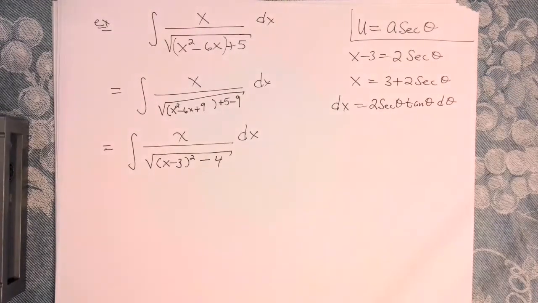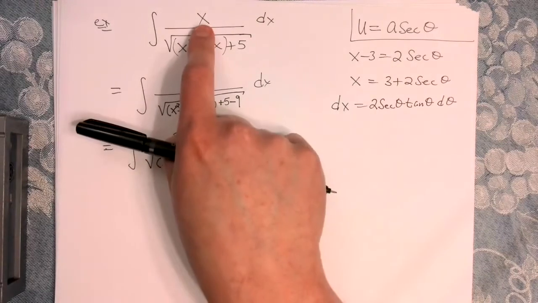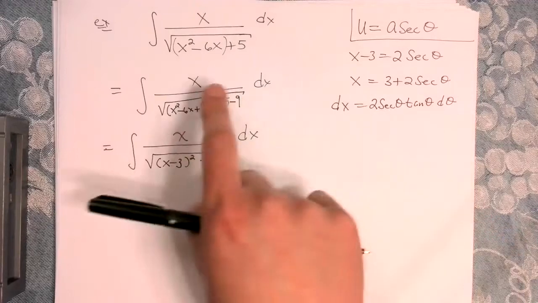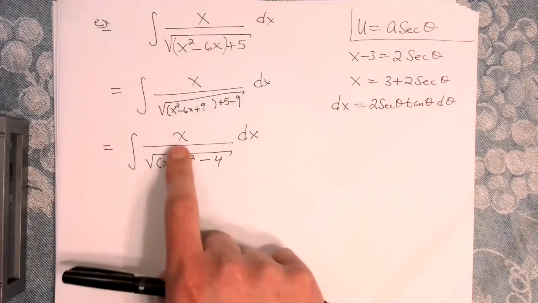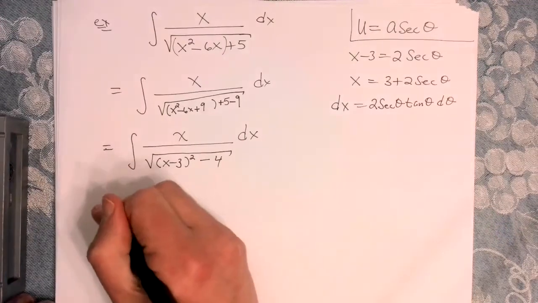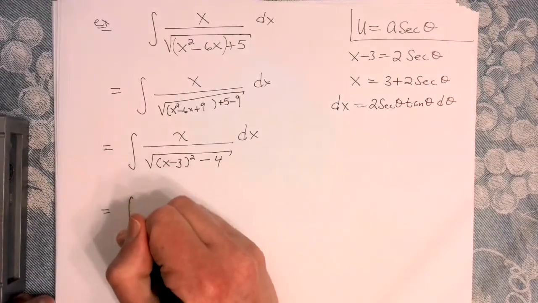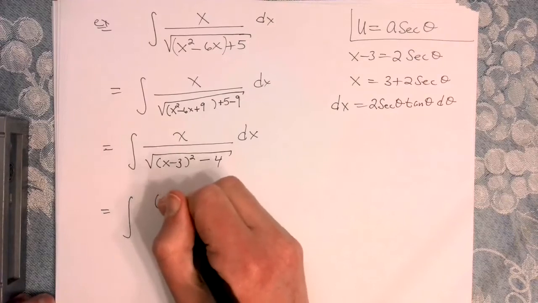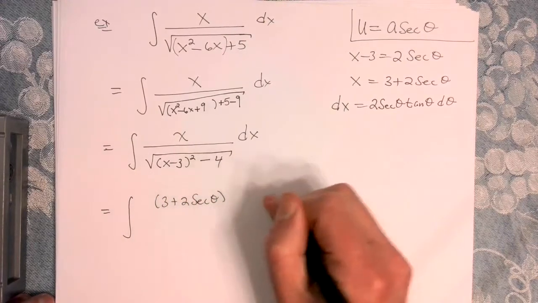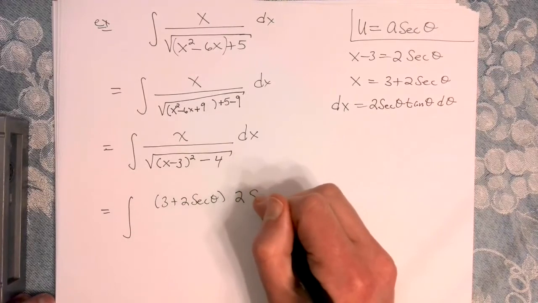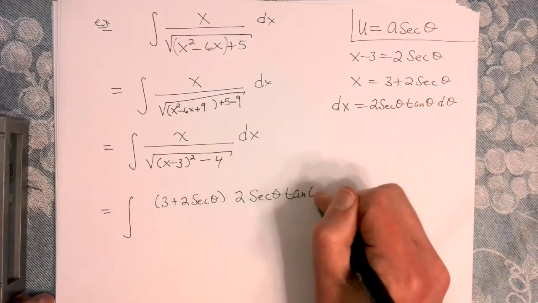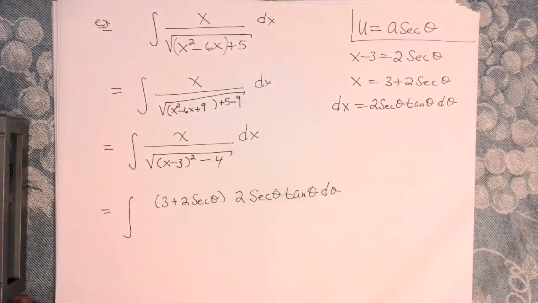So that seems really promising, right? Because I've got a replacement for x, I've got a replacement for dx, and I've got a replacement for this radical. So that seems really nice. We can completely go from the land of x's to the land of thetas. So there's 3 plus 2 secant of theta, and then dx. Okay, so that seems pretty good.